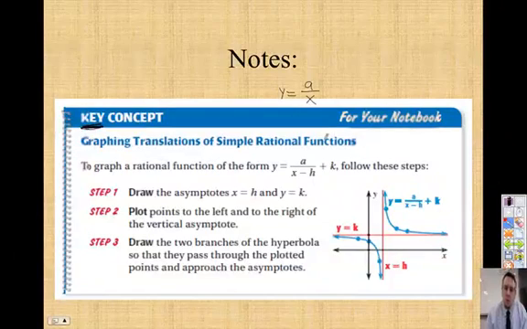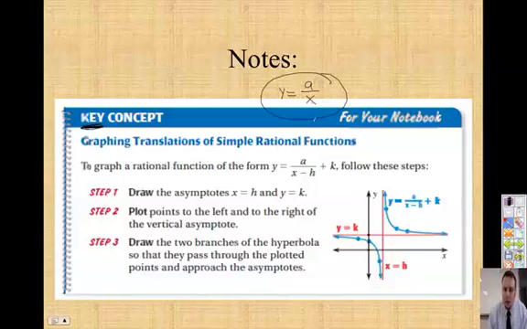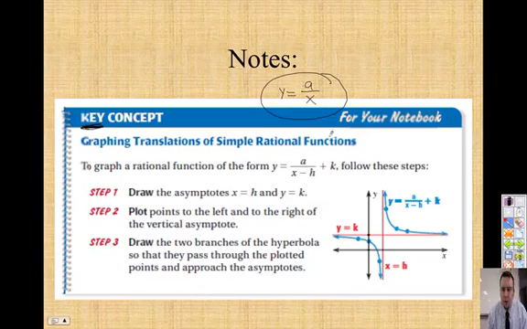Alright, there's three types of equations you're going to see today. One, you just dealt with it: y equals a over x, a divided by x. It's a rational function. It's simple. The next one you're going to deal with is this one right here. So I would write this one down. It is still a simple rational function, even though it looks more complicated.